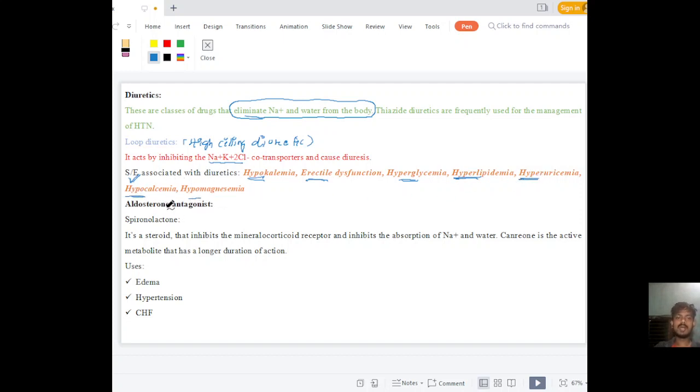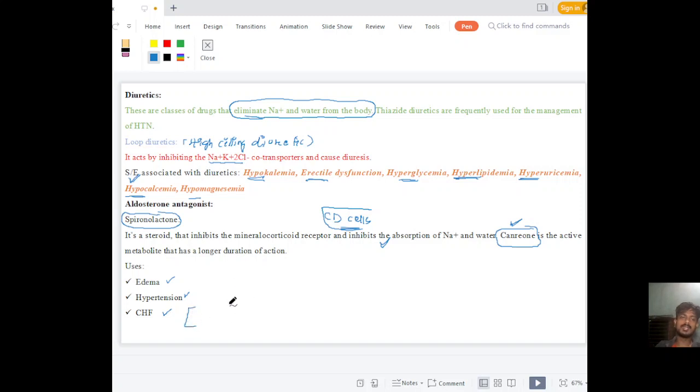If we talk about aldosterone antagonists, spironolactone is one of the important drugs in this class. It is a prodrug and it is converted to its active metabolite canrenone. What does it basically do? It inhibits sodium and water reabsorption in collecting duct cells. Which part of the nephron? That is the collecting duct cells of the nephron. Rather than spironolactone, its active metabolite canrenone has a longer duration of action. Uses are edema, hypertension and congestive heart failure.